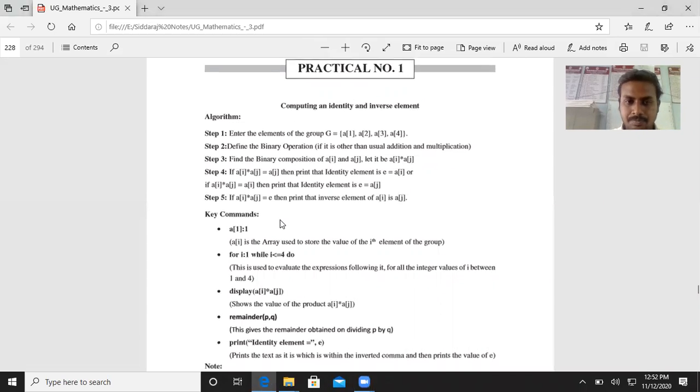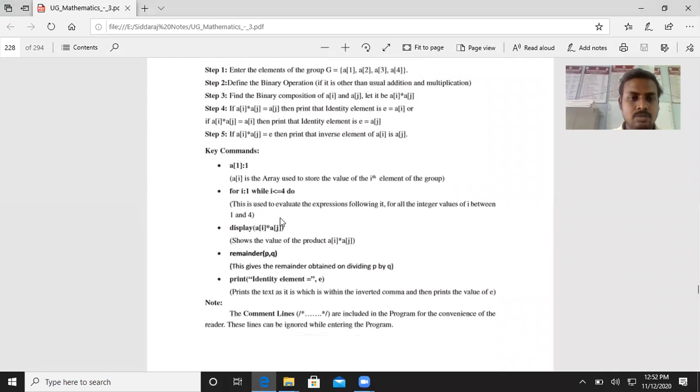So next, key commands. So what is a key command? In key commands, first we initiate the values. In step one we write: enter the elements of a group G is equal to A1, A2, A3. Here in the key command, A1 colon 1, we initiated the value of A1 is equal to 1. As usual, we will go on initiating the values of A1, A2, A3 till the values given by the statement.